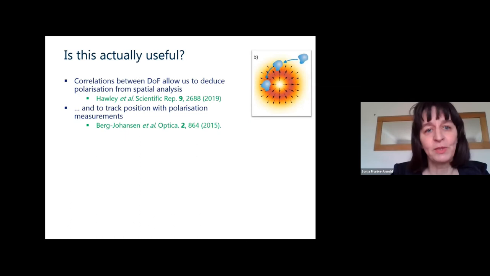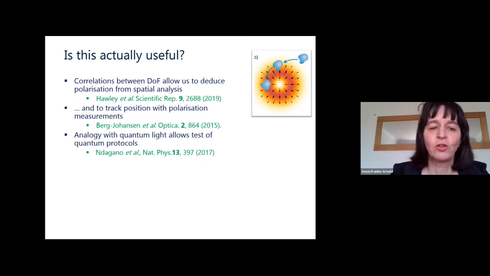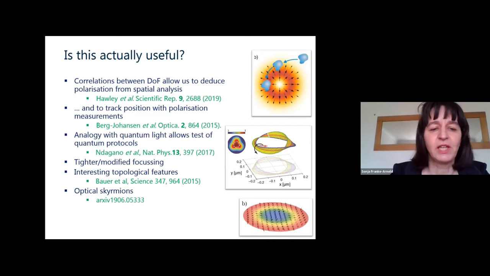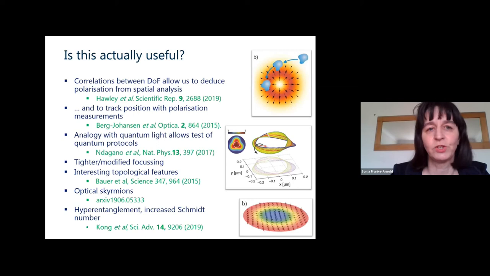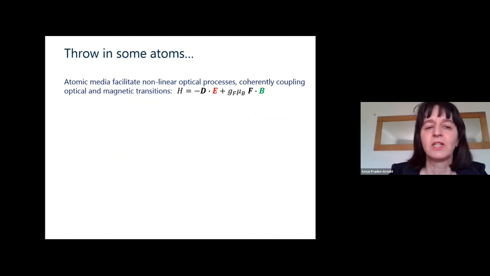There's a lot of ongoing work on building an analogy with quantum light, which allows tests of quantum protocols and many other applications. And of course, you can actually also realize these states with individual photons, which are entangled. Our claim to fame at Glasgow University is, of course, to throw in some atoms. Atomic media facilitate nonlinear optical processes, and they allow us to clearly couple optical and magnetic transitions.